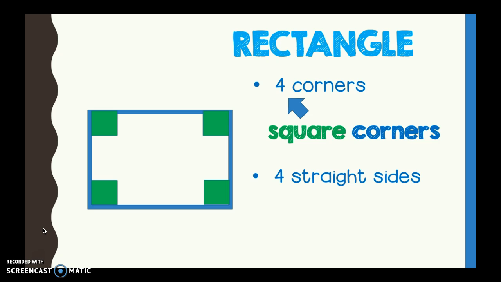The difference is that for rectangles, their sides can be different lengths. Do you see this rectangle? The top and the bottom are the same, but the sides are different. So rectangles are very similar to squares. As a matter of fact, a square is a rectangle. But rectangles can have sides that are different. They don't have to be the same length.